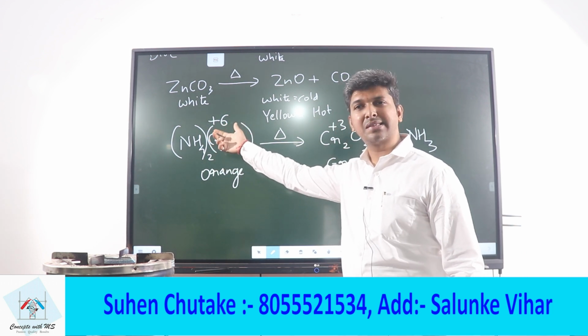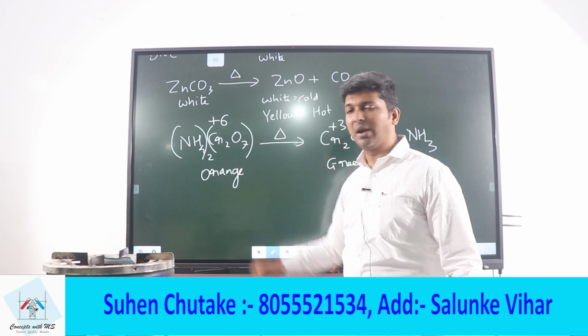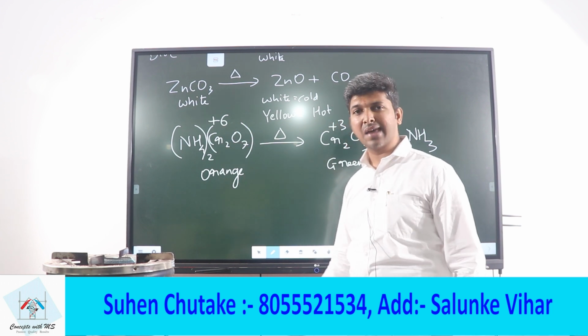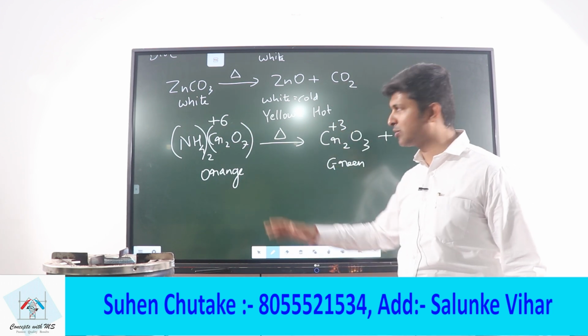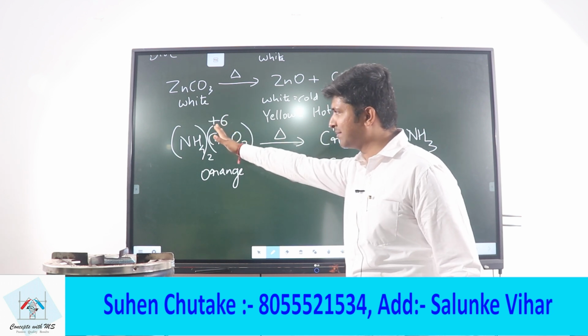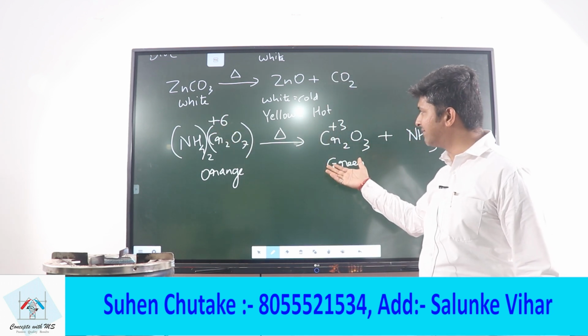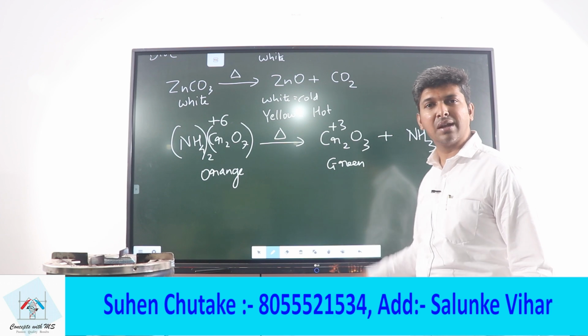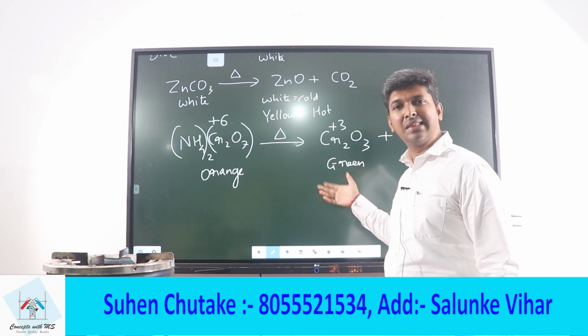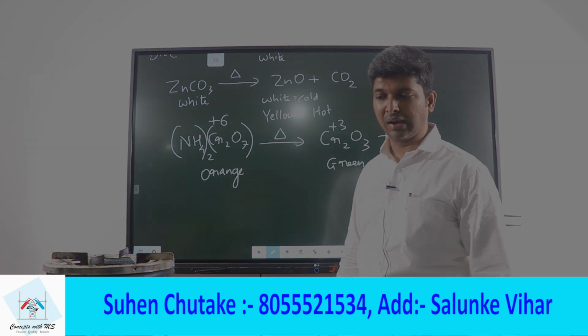Whenever chromium is +6, whenever chromium has lost 6 electrons from its outermost shell, it's going to form orange colored crystals, and whenever chromium loses only 3 electrons from the outermost shell, the oxidation number reduces. That means reduction has taken place, and when it has +3 as the oxidation number, or you can say valency, then it is green in color. Okay.